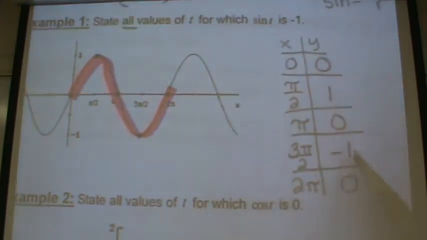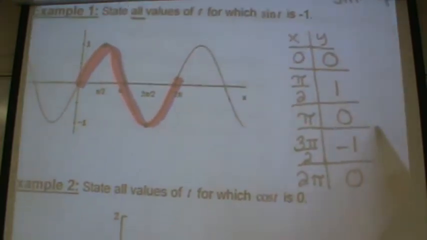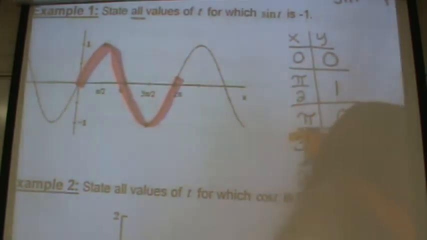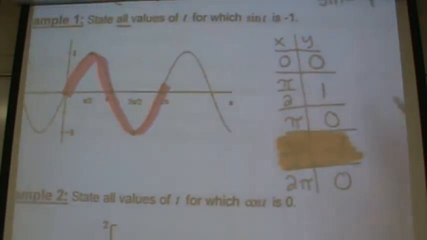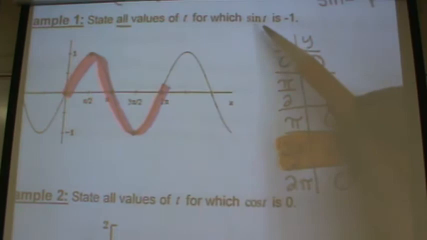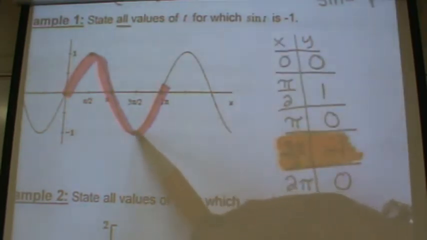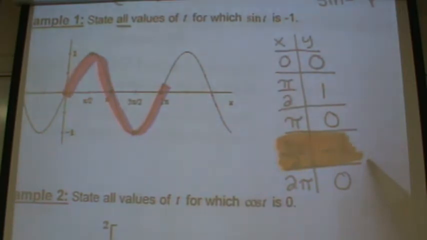Where in here do you see that the sine of t is negative 1? From 0 to 2 pi, this would be the answer right here. It'd be 3 pi over 2. So at 3 pi over 2, the sine graph is negative 1. It's right there on the graph, and it's here on the table.